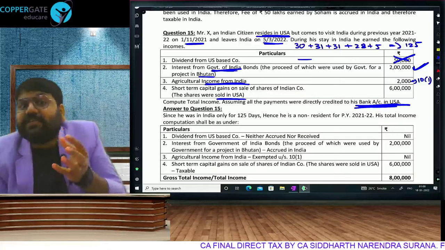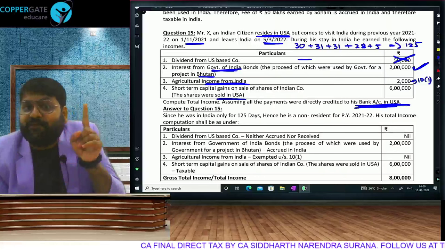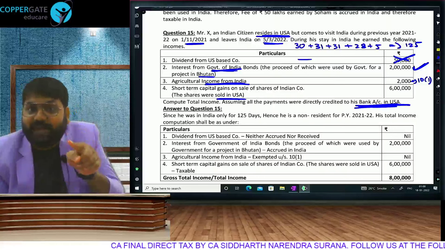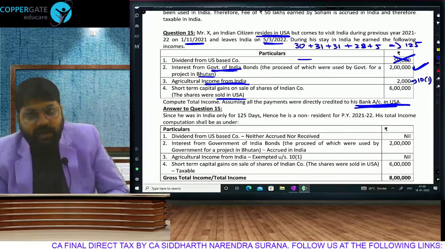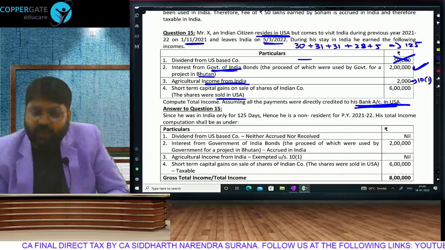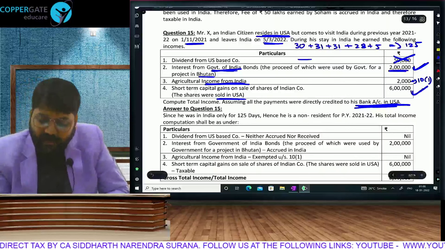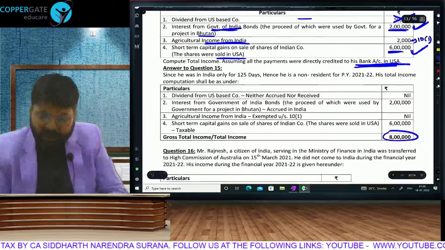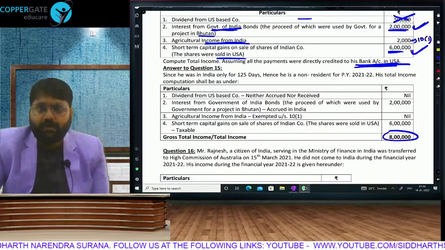Once the asset is located in India, first point of deemed to accrue or arise, capital gain. I took example of property. Like property, there can be shares also. What is the location of asset? In India. And thus it is Indian income. Even if you are non-resident, it is going to be taxable. Effectively, this 2 lakh and this 6 lakh, the total taxable income is coming to rupees 8 lakh. 8 lakh is your total taxable income.